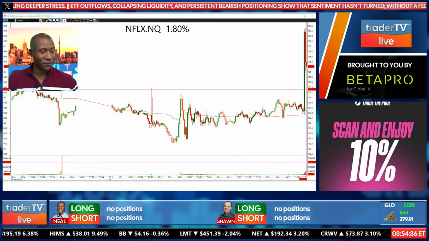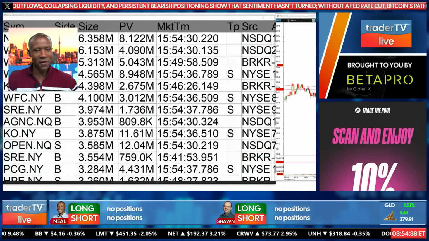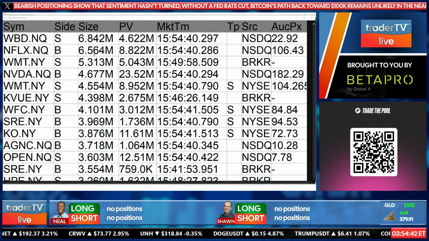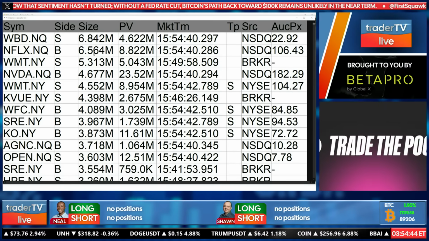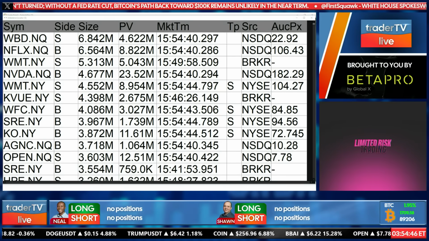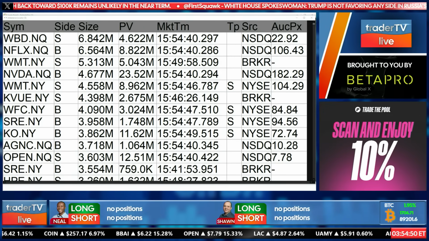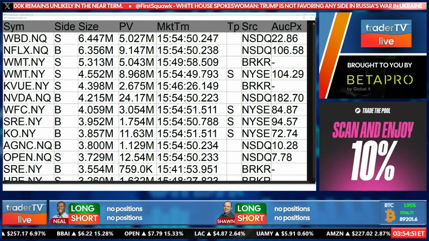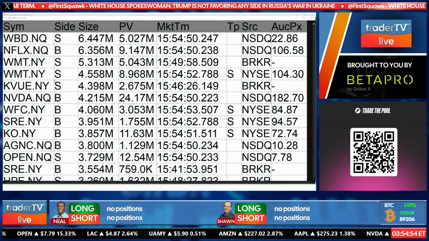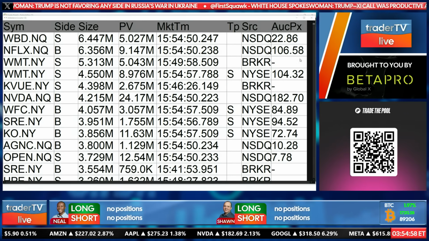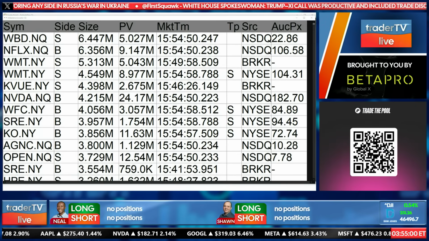Already pulling back, Netflix, by the way. It's already back to 106, and that's with more or less nothing pairing off. It's still $6.5 million to buy. Oh, WBD, that's kind of weird. That was not there before. Warner Brothers now $7 million to the sell side. Oh boy. Walmart's still a sizable amount, but it was bigger before. Nvidia is now $4 million to buy. Nvidia's actually grown in the last couple of seconds, but Netflix, we'll see if it pairs off.